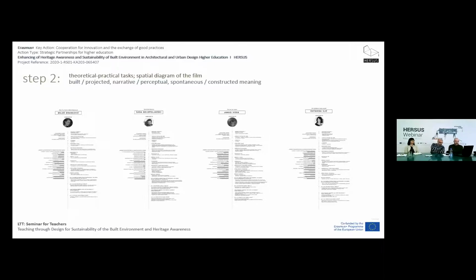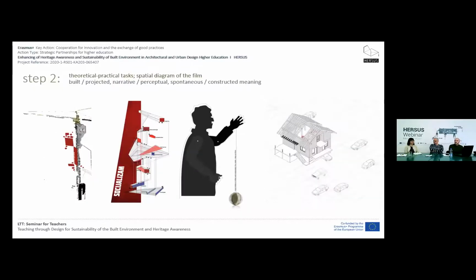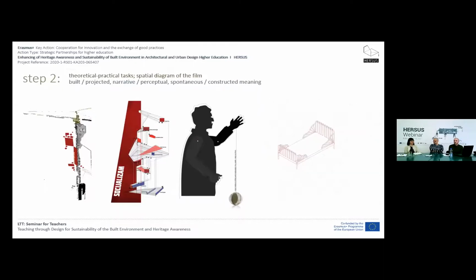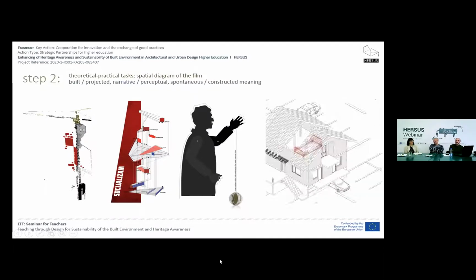It was directed to a spatial diagram of the film as an outcome, an instrument that will be used for questioning the built, the projected, the relation between narrative and perceptual, the relation between spontaneous and constructed meaning in the space of film. Next slide. And here we can see that students use different graphic techniques in order to map these different meanings and to simplify them and explain them through the spatial context and tools that were already known to them at this point of studies.